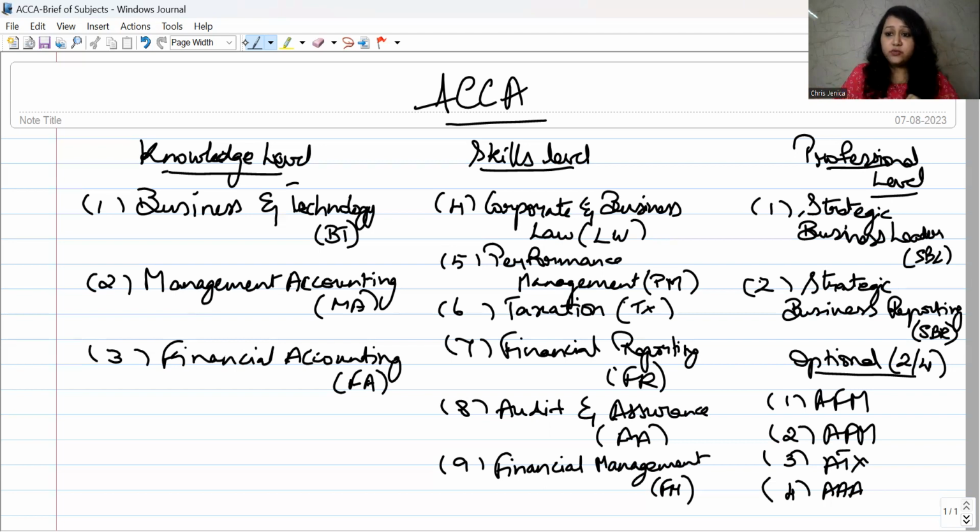The third paper of the knowledge level is financial accounting. This is normally the base we had in our plus one and plus two, if you're a commerce student. So it's going to be normal financial accounting techniques: double entry bookkeeping, the recording and processing of accounting transactions, and basic preparation of financial statements. It will also include simple consolidated financial statements, where you have a group of companies. If you're going to prepare financial statements for a group of companies, then you use a consolidated financial statement. So the basics of all this will be in your financial accounting paper.